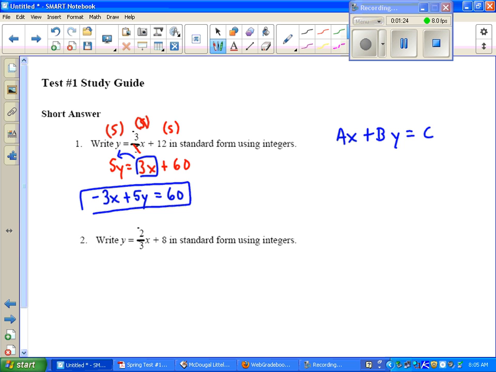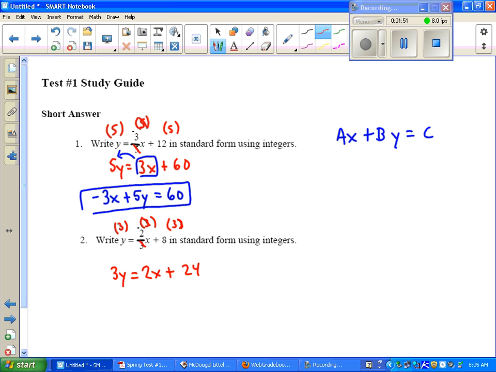Do the same thing for number 2. It's almost the exact same problem, just with some different numbers thrown in there. Get rid of divide by 3, or 2 over 3 divide by 3, by multiplying everything by 3. And 3 times y will be 3y equals 2/3 times 3 will cancel out 2 divided by 3 and just leaves you with 2x. And then 3 times 8 will be plus 24.